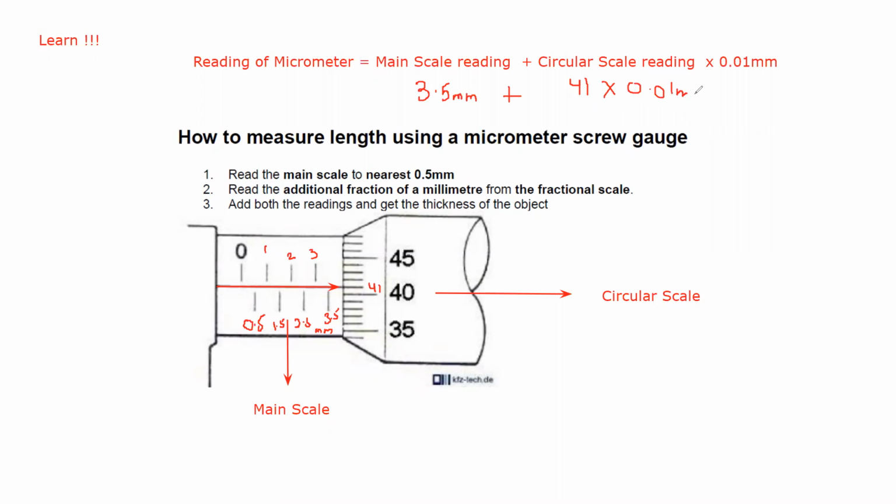0.01 millimeter. When we solve this, first the multiplication should be done. So 41 multiplied by 0.01. So this will be 3.5 millimeter plus 41 into 0.01, so it will be 0.41. And 3.5 plus 0.41, so what is the final answer? It will be 3.91 millimeter. So the length of the object which was placed here was 3.91 millimeter.